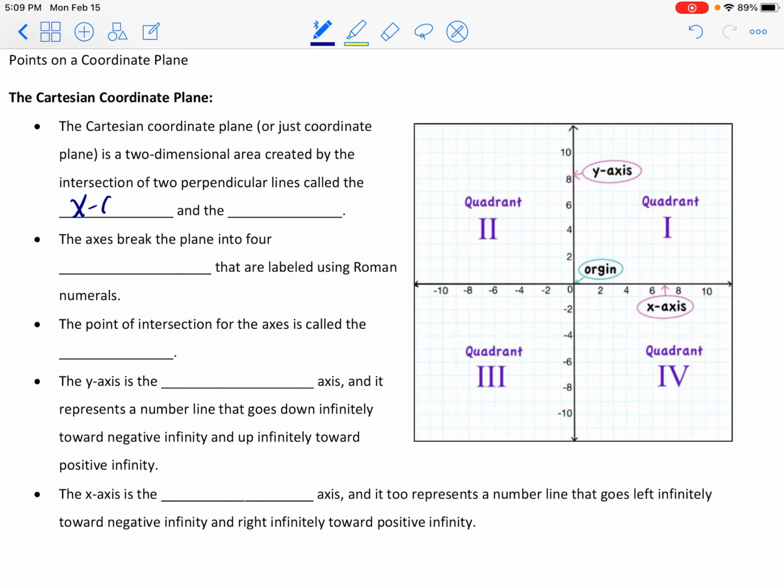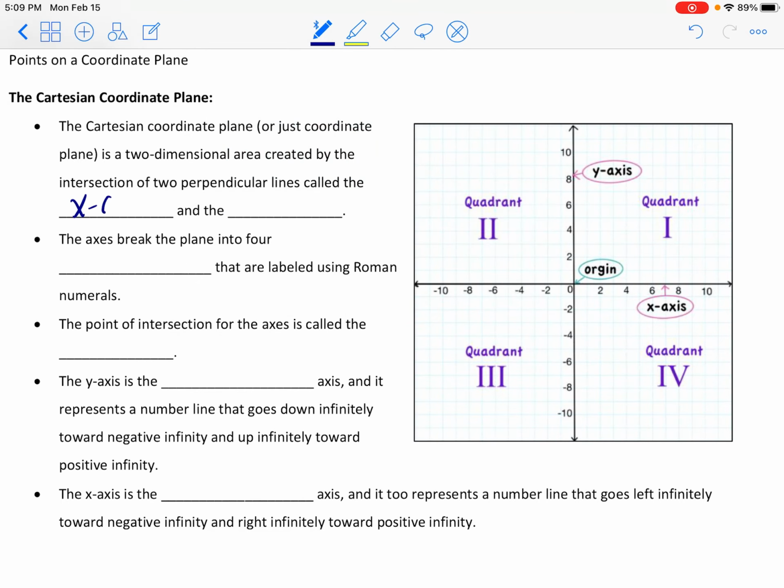And then the point of intersection for our axes we call the origin. So the origin, right smack in the middle, is where our two axes intersect. So that's our origin. And then the x and y axis.